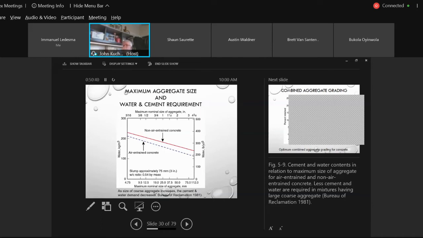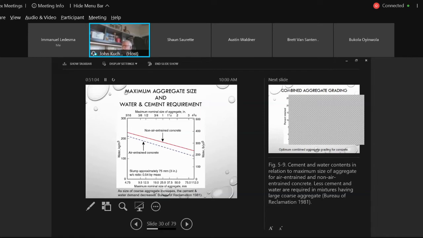So this graph, this is the control. And you can see here that it doesn't matter whether it's non-air entrained or air entrained. As the nominal maximum size increases, the water demand decreases. Okay? You can see the imperial here on the sides. So there's a good criteria here.